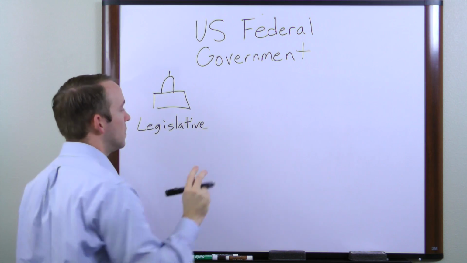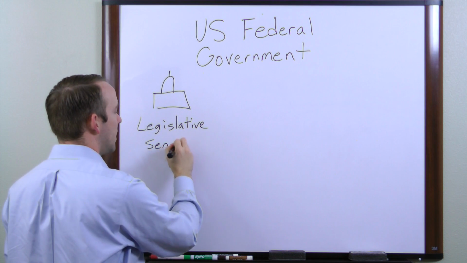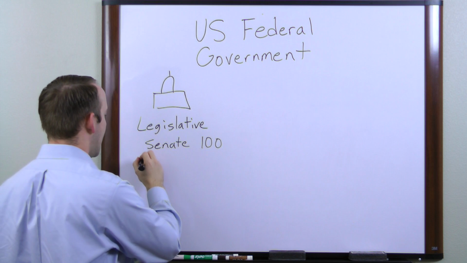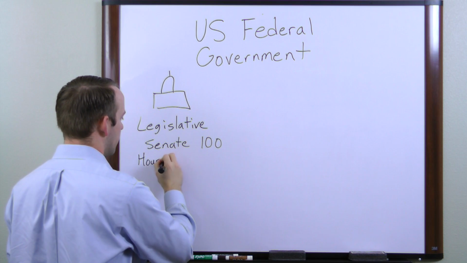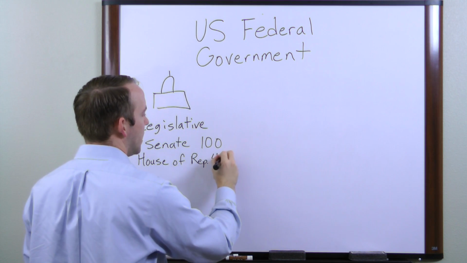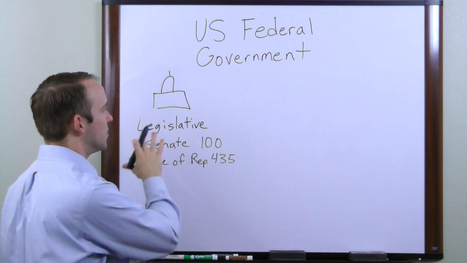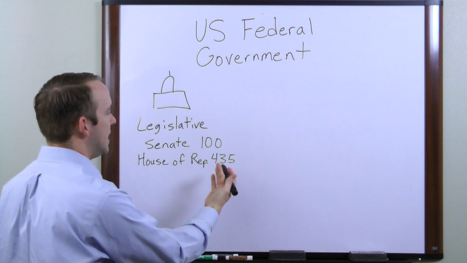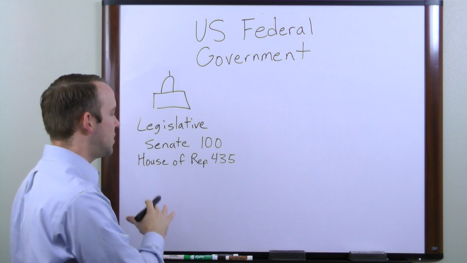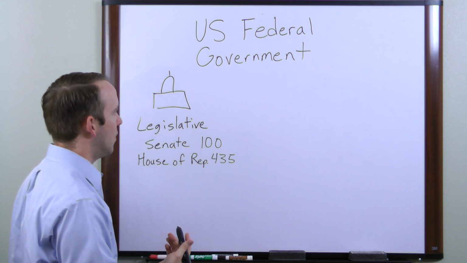Now, there are 2 parts to the legislative branch. There's the Senate, which is made up of 100 members, 2 from each state, and there's the House of Representatives. The House of Representatives is made up of 435 members. So all told, there are 535 members of the legislative branch. And these are designated based on census numbers to each state. And so a state like California has a lot more representatives than a state like Delaware.